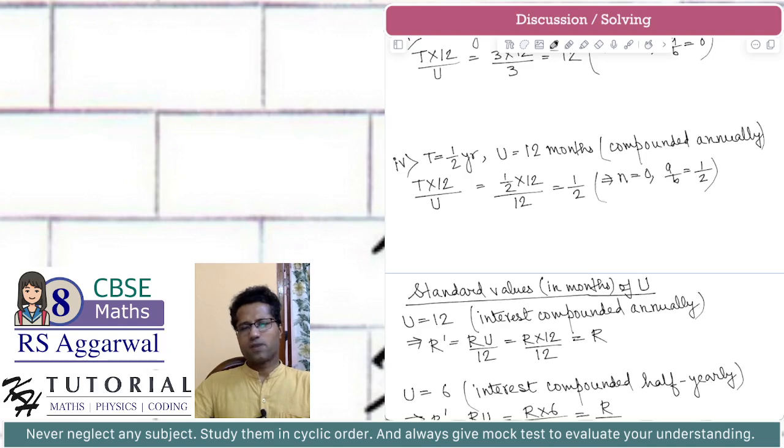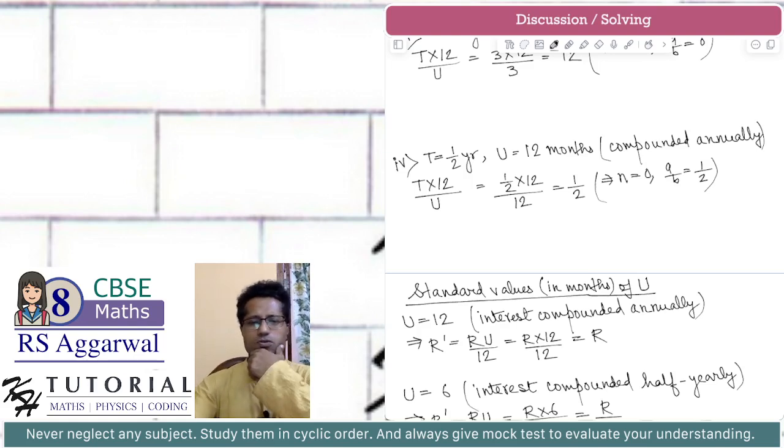Now, if n is 0, you might be wondering, if there are no complete units of time, how do we calculate the interest based on a by b? I will discuss that a little shortly.